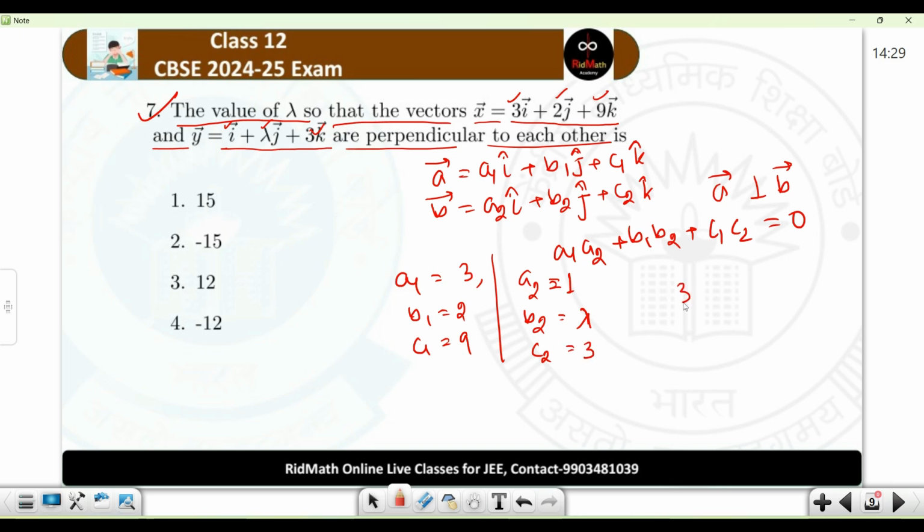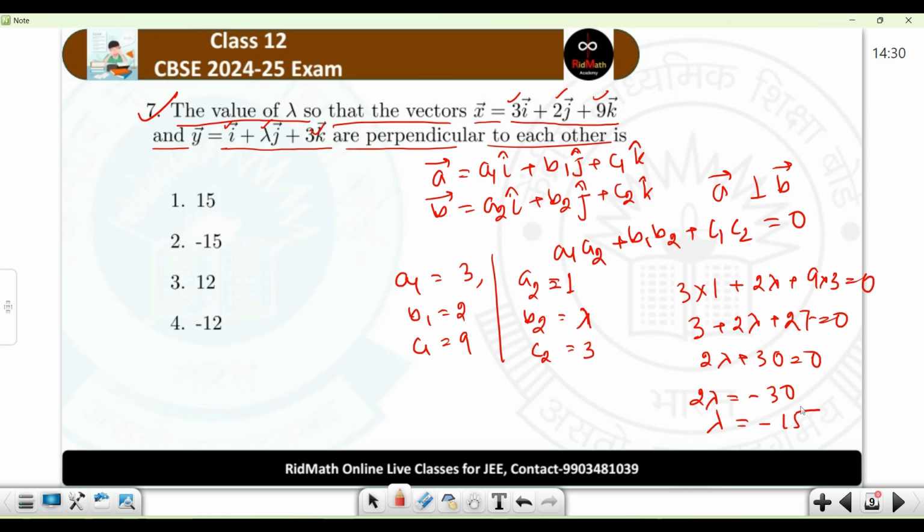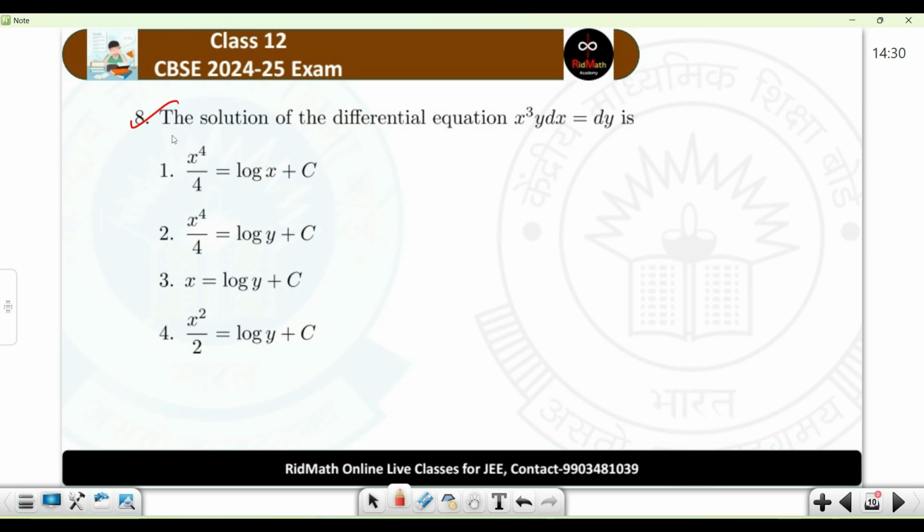Multiplying these, 3 into 1 plus 2 into lambda plus 9 into 3 is equal to 0. So 3 plus 2 lambda plus 27 equal to 0, that means 2 lambda plus 30 equal to 0, so 2 lambda equal to minus 30 and lambda equal to minus 15. So option number 2 is correct. Next problem, 8. The solution of the differential equation x cube y dx equal to dy is.